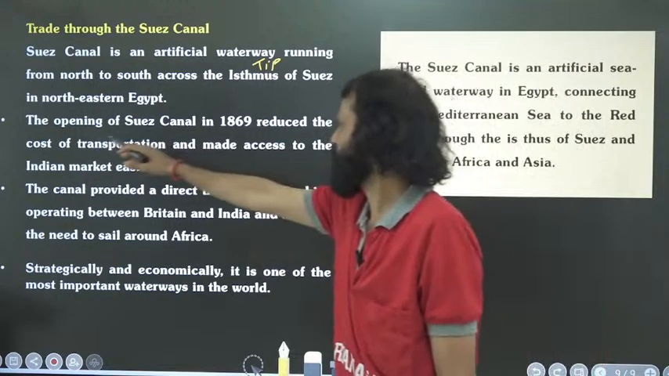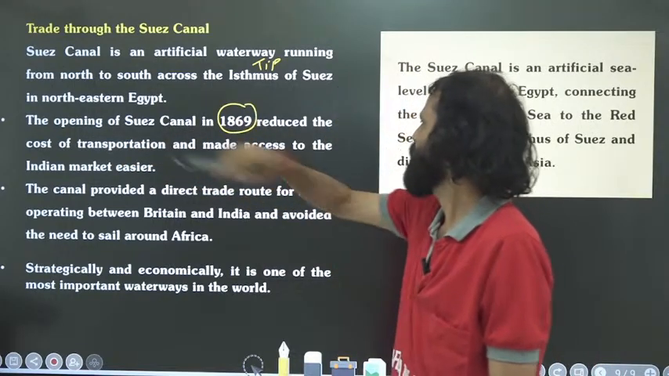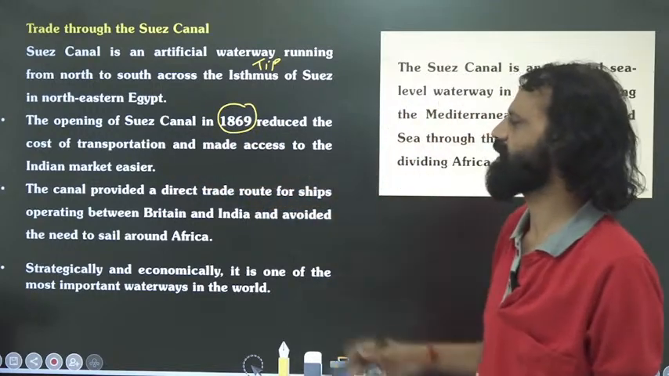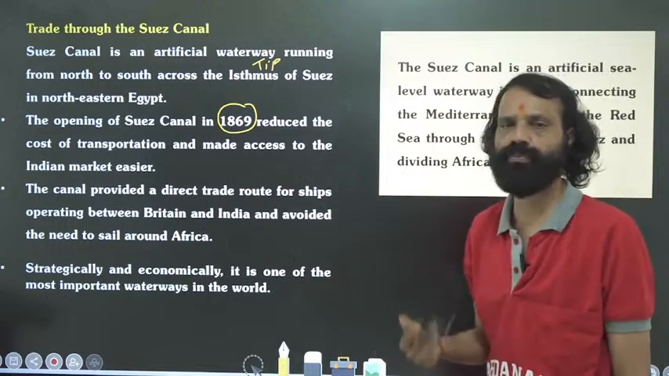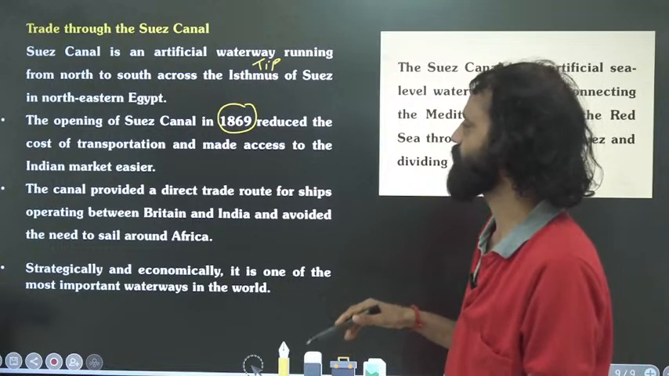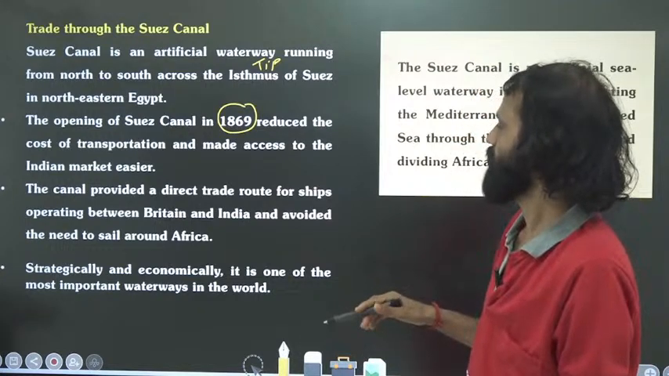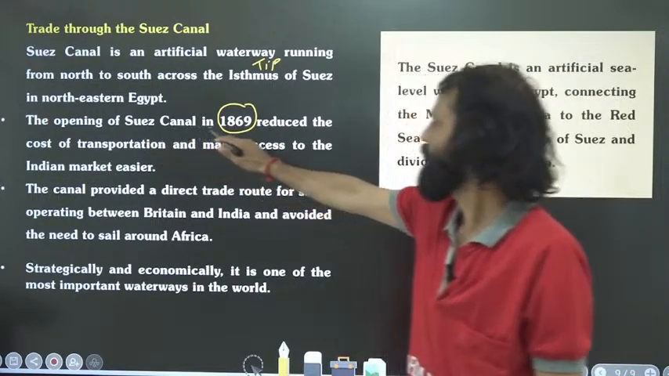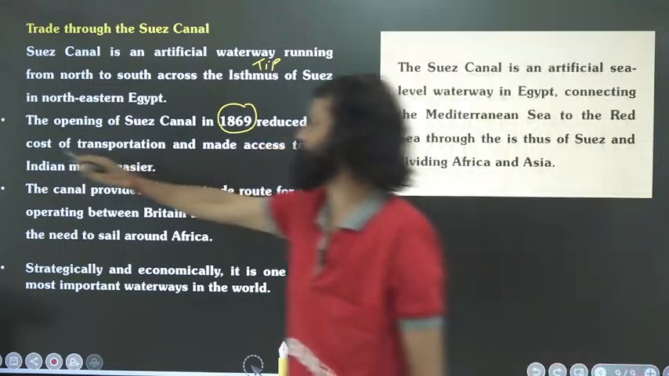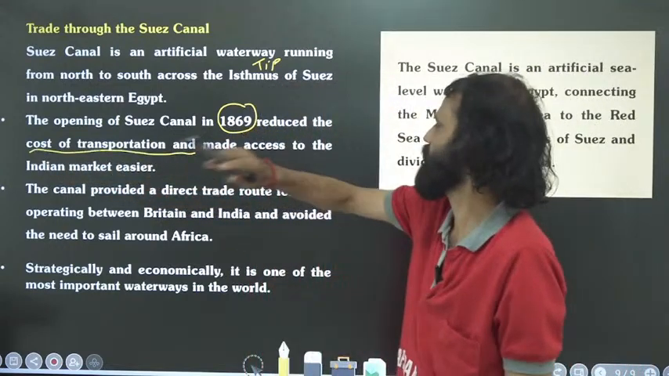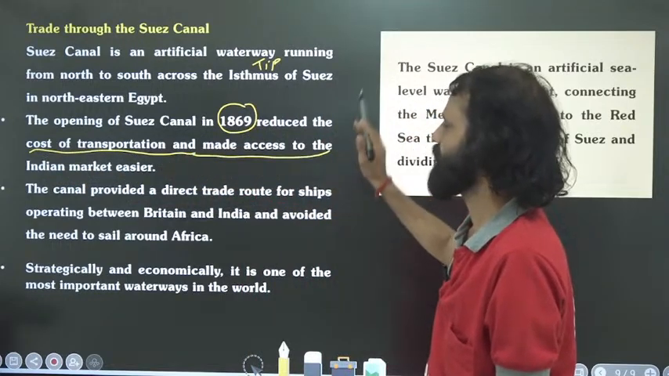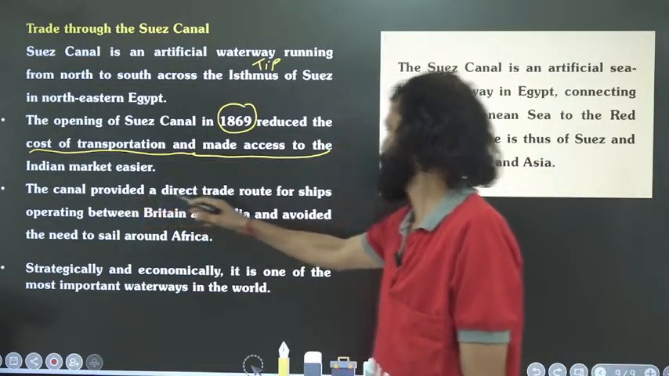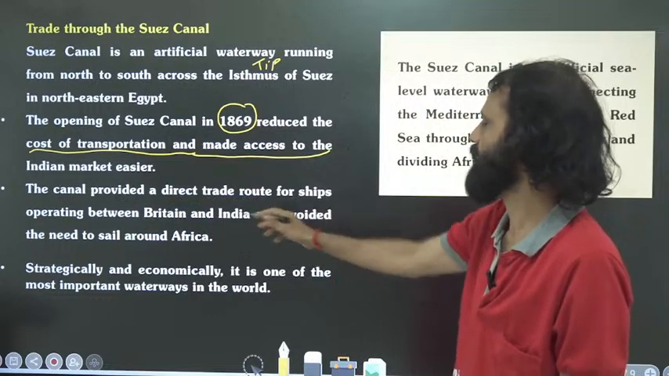The opening of the Suez Canal in 1869 reduced the cost of transportation and made access to the Indian market easier. The finished products could reach India very easily, in less time. The opening of the Suez Canal in 1869 reduced the cost of transportation and made access to the Indian market much easier. The canal provided a direct trade route for ships operating between Britain and India.